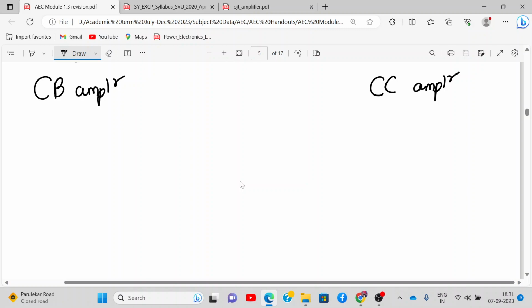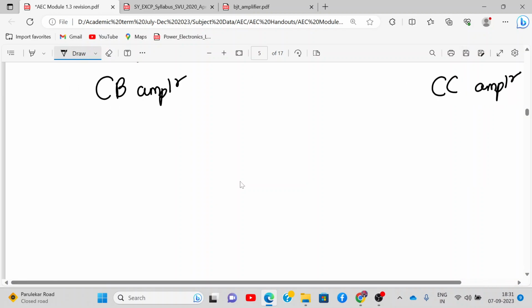Okay. Let me reconnect my writing pad. I guess it's loading a bit slowly. Actually, we have written too many things in the PDF, right? So that's why it's taking some time. Yeah, now it's fine. Draw the common base amplifier circuit diagram at least.